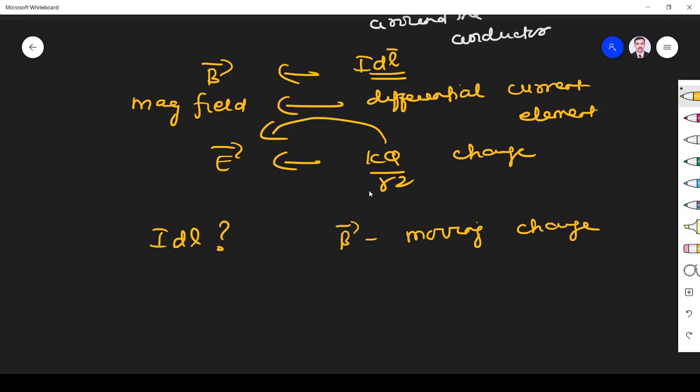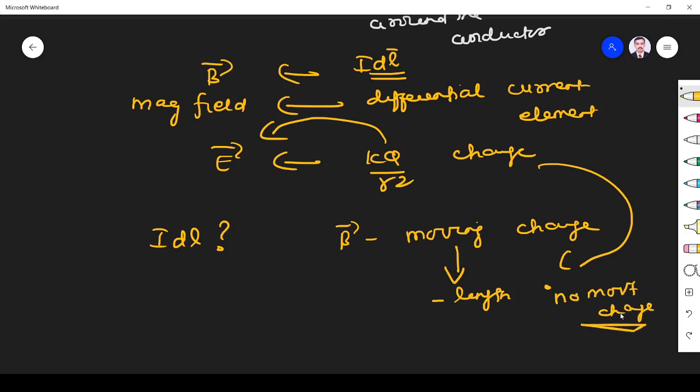Static charge produces electric field, moving charge produces magnetic field. When a charge wants to move, it has to have some length. Simply a point, like what we have for electric field, charge cannot move, there is no movement of charge. Only moving charge can create it. If you want to move, we need some length. That's a small length. So that's why I dl, a small current carrying element, is the source of magnetic field.